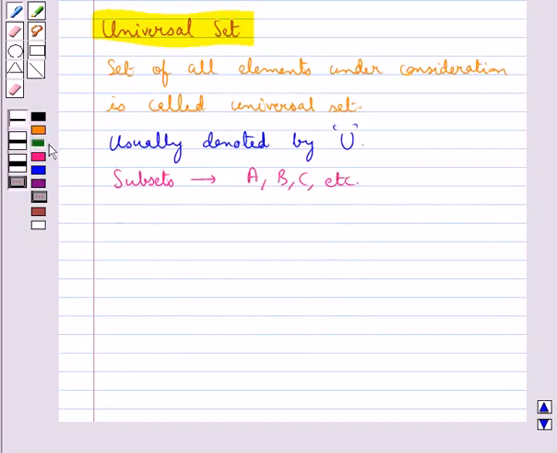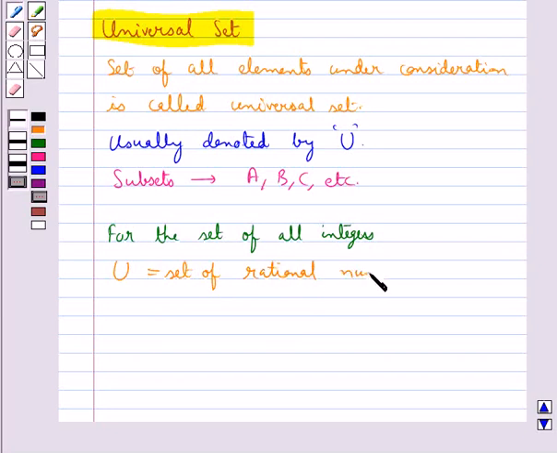Like for the set of all integers, the universal set U can be the set of rational numbers and for that matter the set R of real numbers.